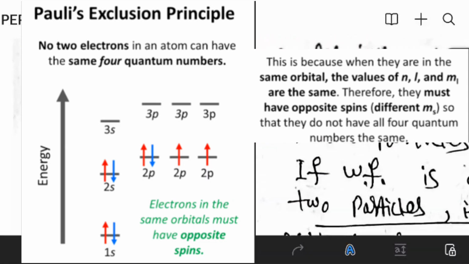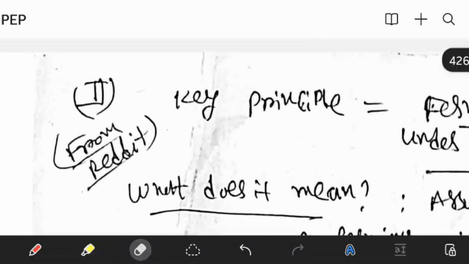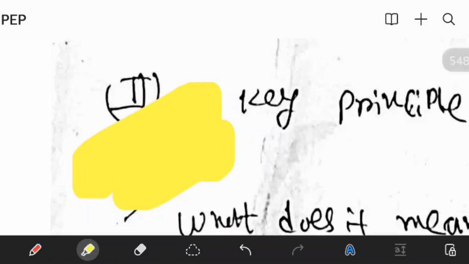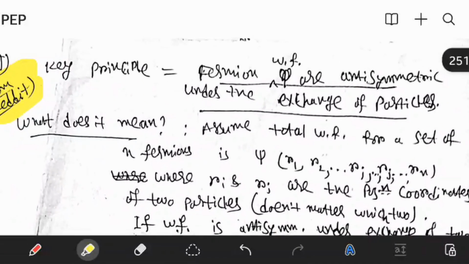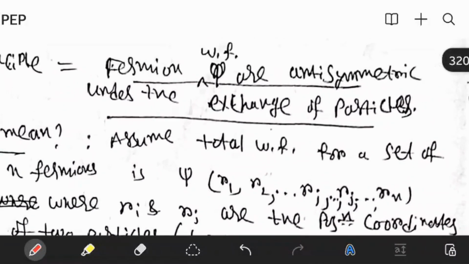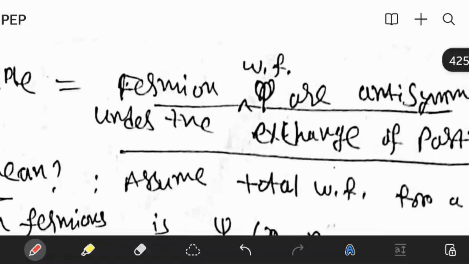Okay, so how can we prove the statement of Pauli's exclusion principle? I found this particular proof from Reddit. So the key principle which we won't prove, because it is a fundamental principle and the proof is very rigorous, I don't know it either from my knowledge, but I can help you with some links if you want. Let me know down in the comments.